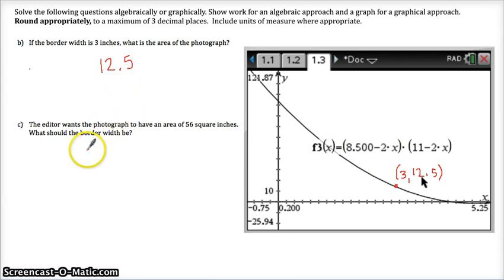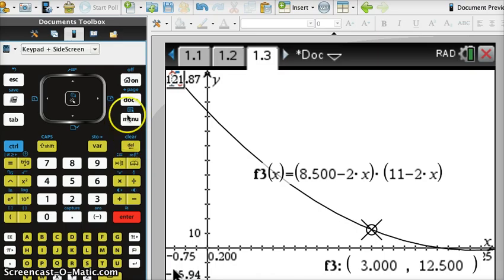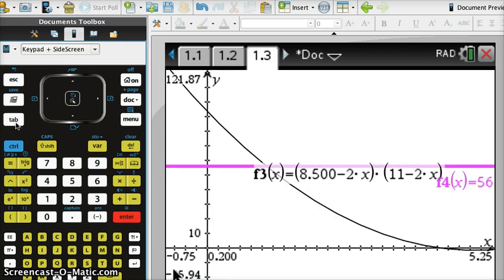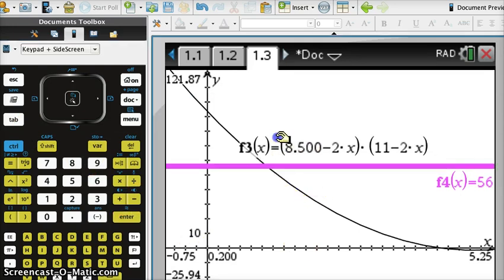The editor wants the photograph to have an area of 56. So basically I want the y here to be 56. So what's the x that has to go in that coordinate? One way to do that on the calculator, which is kind of nice, is to graph another function. Whoops, hit tab. If I hit tab, I get this back again. And I just do a horizontal line at y equals 56, and I try to see where that intersection is. Let's get this out of the way.